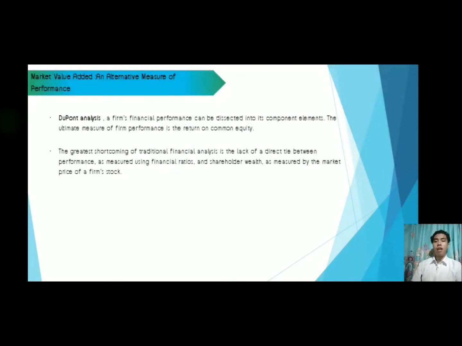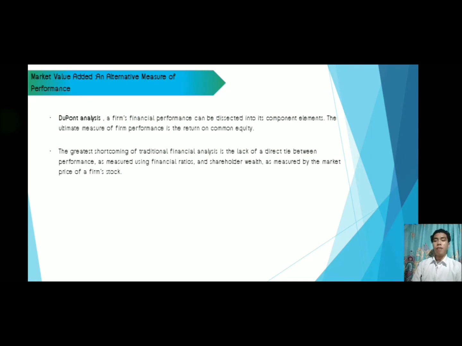The market value added, an alternative measure of performance. As already discussed, traditional financial analysis focuses on a set of financial ratios derived primarily from accounting information. Using an approach such as DuPont analysis, a firm's financial performance can be dissected into its component elements. The ultimate measure of the firm's performance is the return on common equity.